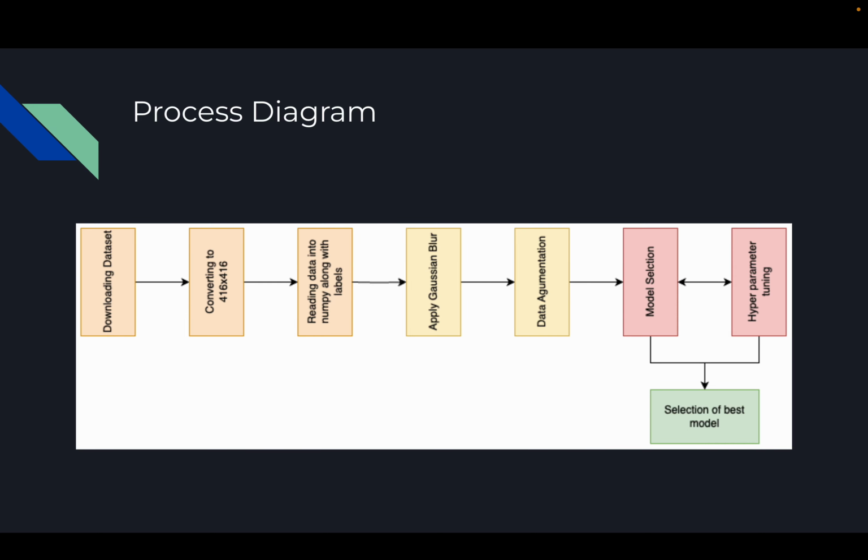Later, we read this data into a NumPy array along with the labels associated with each image, which can be used for classification of those images for the model. Later, we applied Gaussian blur on each image. The reason we applied Gaussian blur is to increase the region of interest and reduce the background noise.